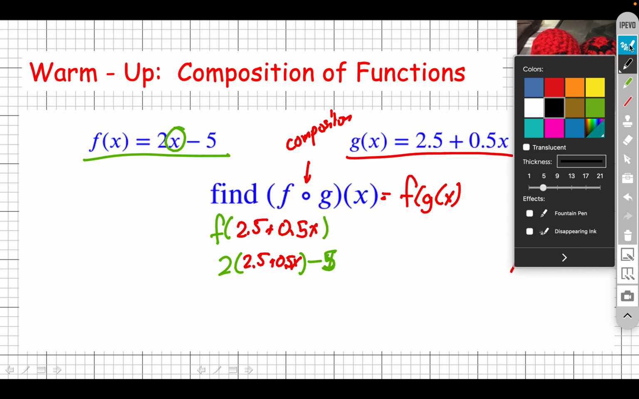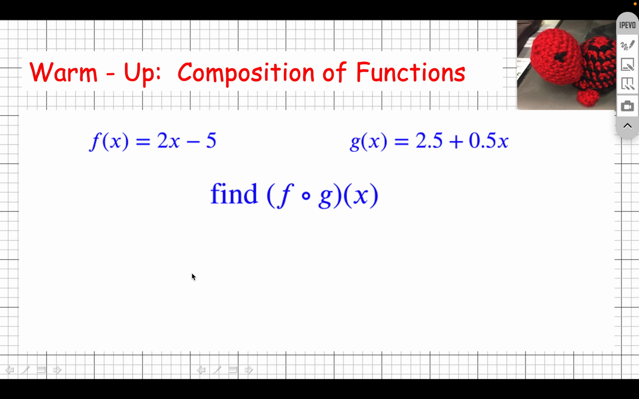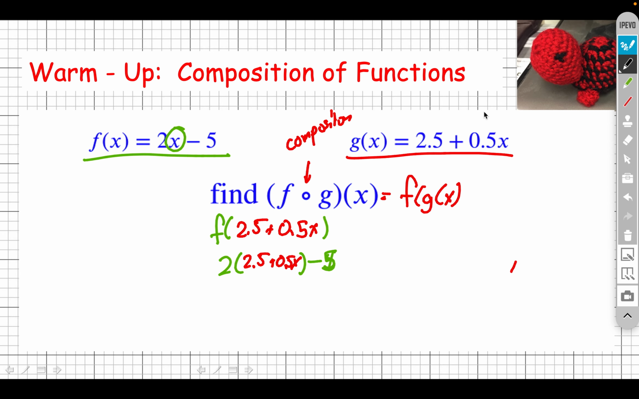Now when we work this through, I hit the wrong button again. That brings it back. 2 times 2.5 is 5. 2 times 0.5x is going to be x. And then we have this minus 5. And 5 plus x minus 5 equals x.